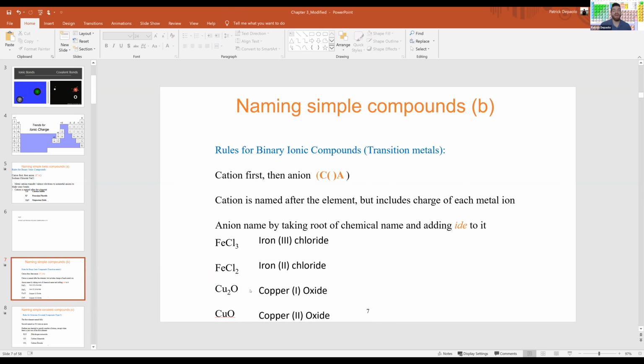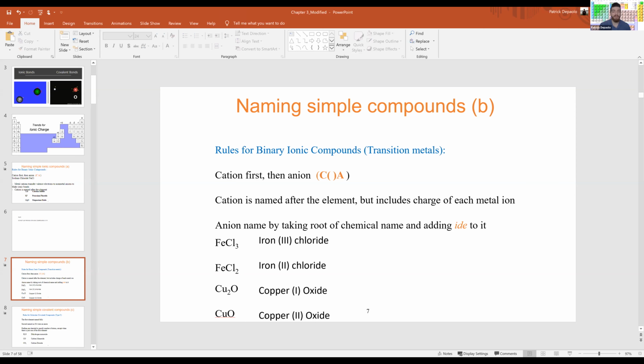You can also have copper 2 chloride, or oxide, sorry, because if you have a copper that is positively 2 charged, that works out in a 1-to-1 ratio with the oxygen, that's -2 charged. So that works out mathematically as well, and you have copper 2 oxide.